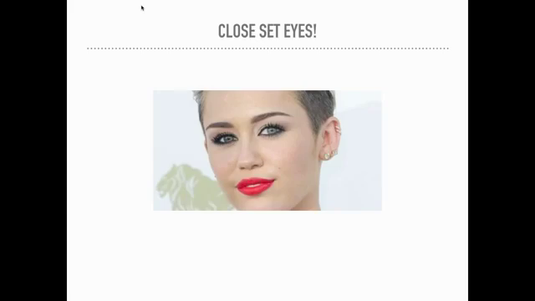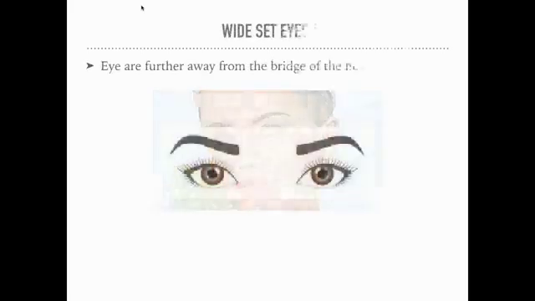Now the next one is actually the opposite, and that is wide set eyes. These are eyes that are further away from the bridge of the nose. So you notice that there's more space between the bridge of your nose and where your eye actually begins. With this, we're going to focus on bringing the eyes to look a little closer with eyeshadow.